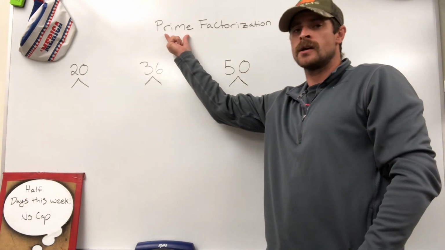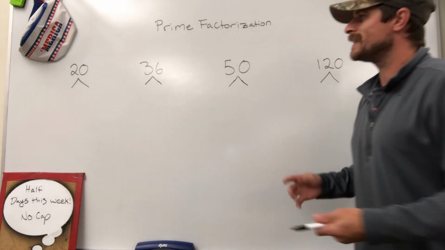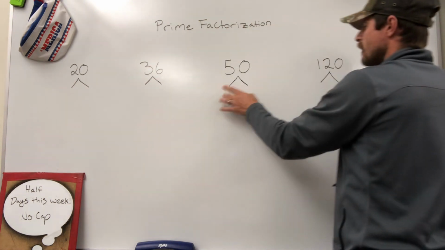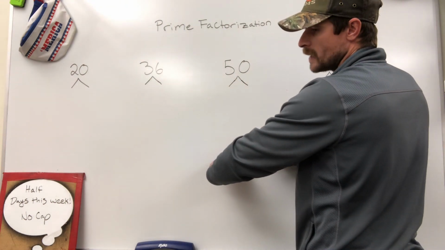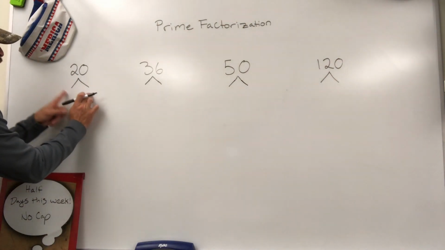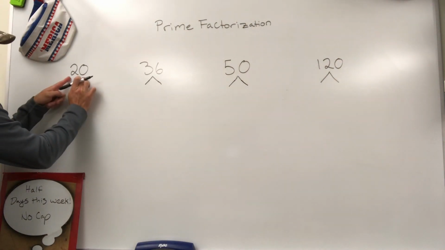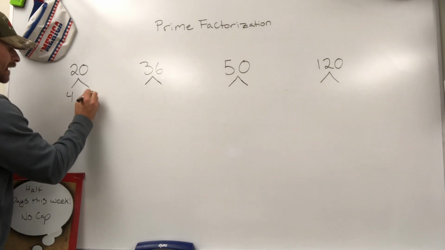Well, prime numbers are basically our building block numbers to all numbers in the world. So what we need to do is take each one of these values and factor them down until we get to nothing but primes. So if I look over here at 20, I have to ask myself, what are 2 values that multiply together to make 20? Right off the top of my head, I'm thinking a 4 times a 5 would do it.